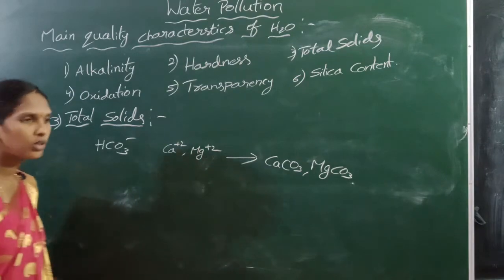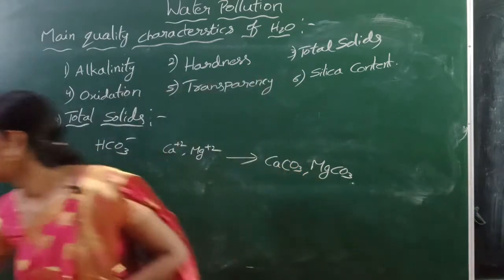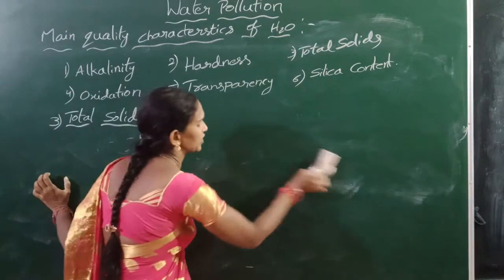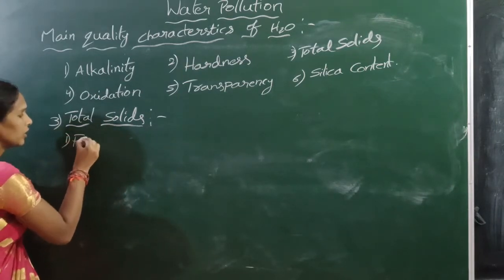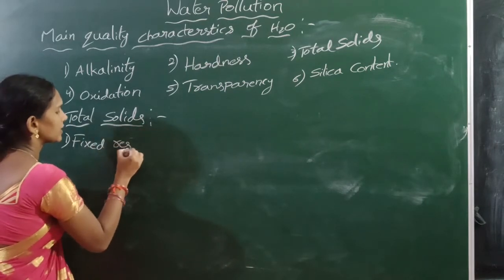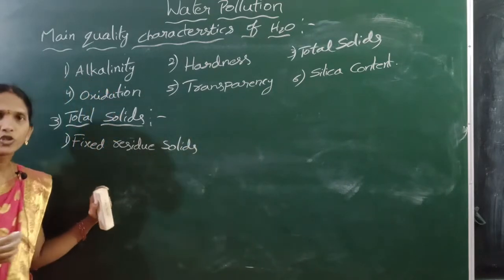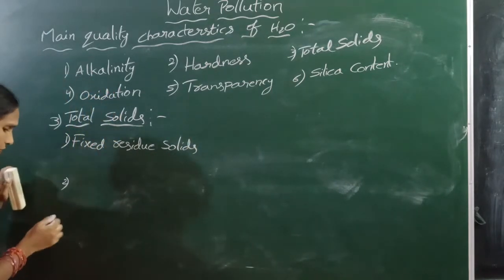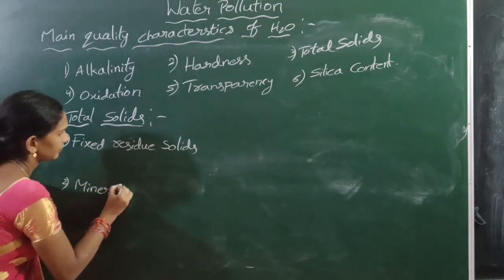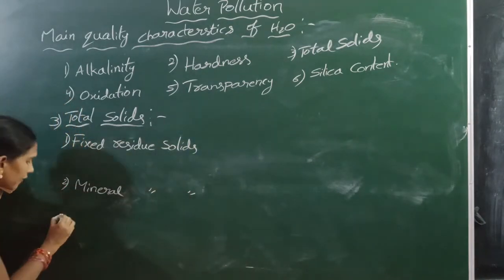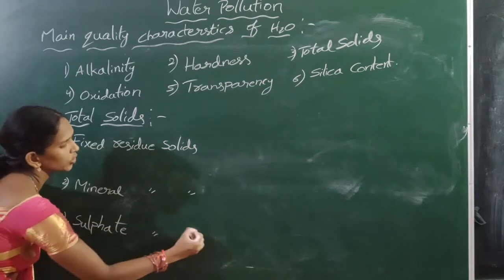Then we have three important solids present in natural water. The first one is fixed residue solids. The second one is mineral residue solids. The third one is sulfate residue solids.